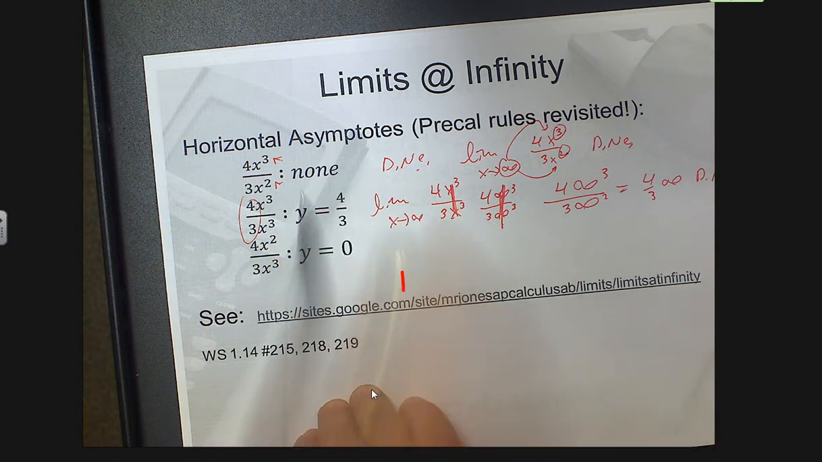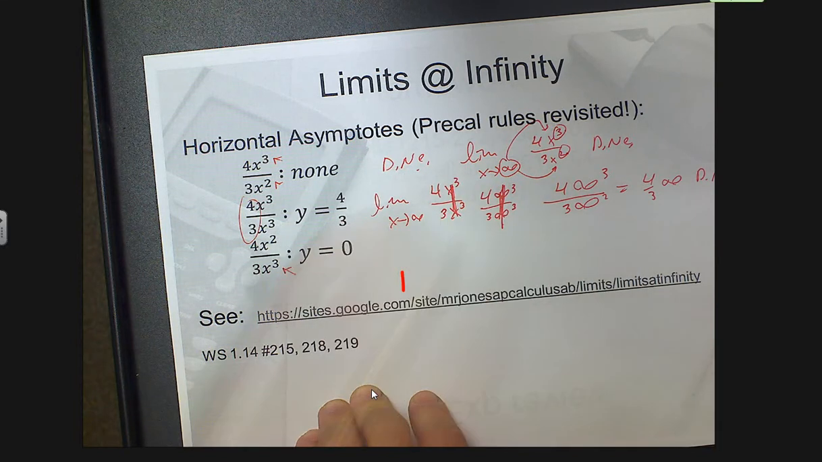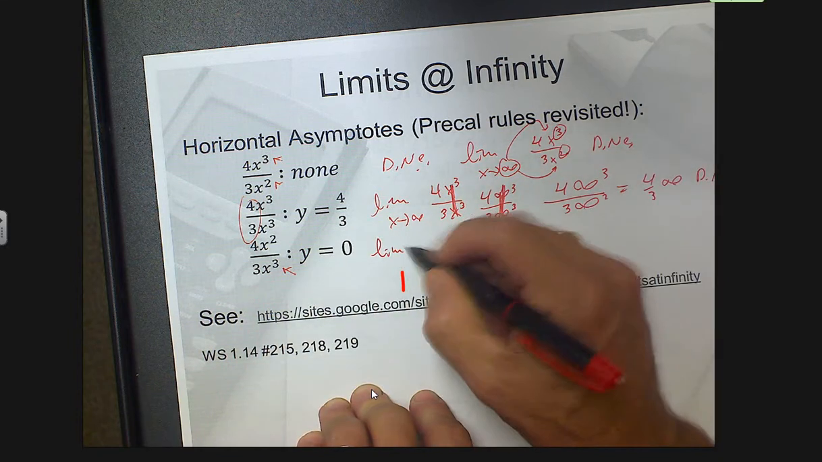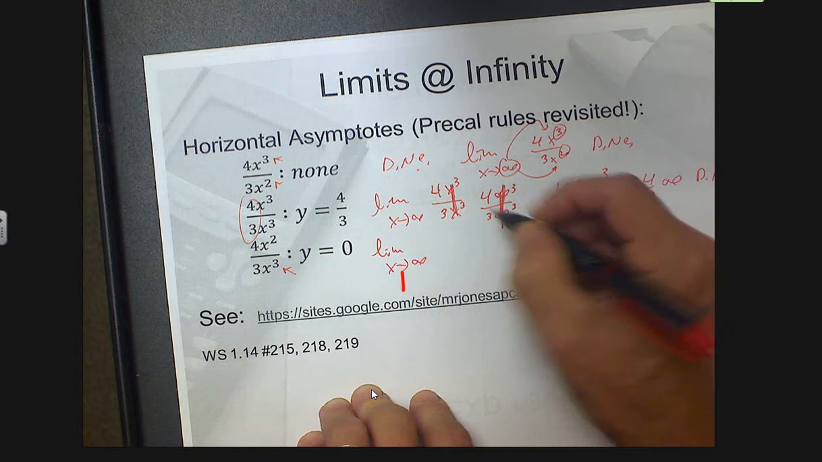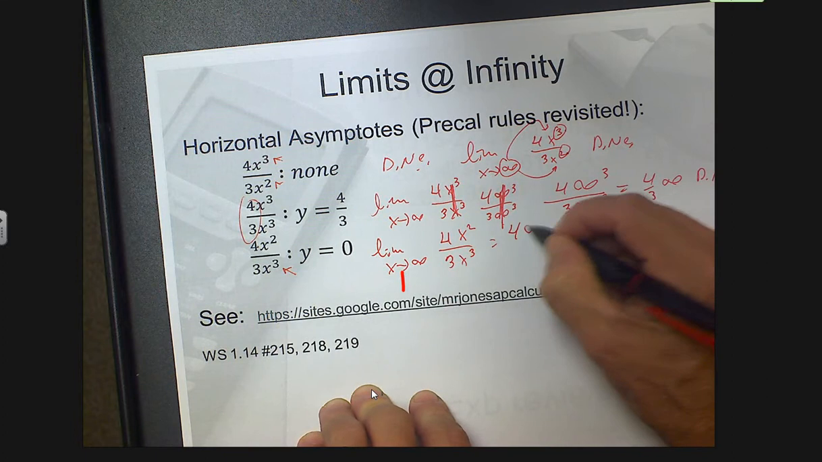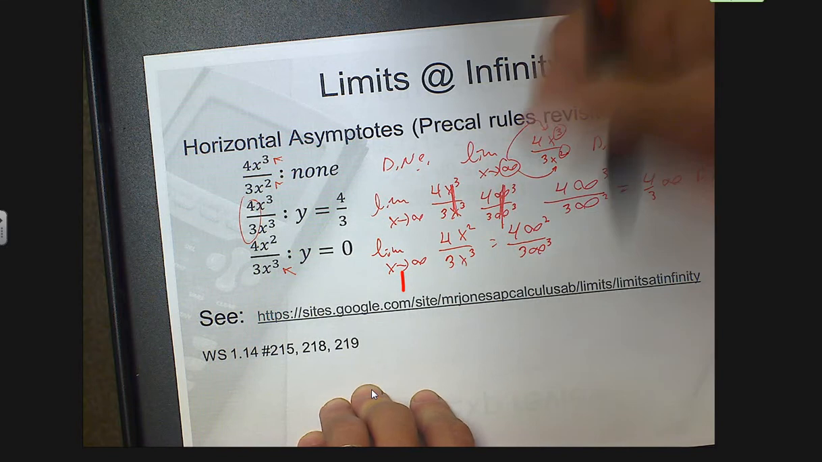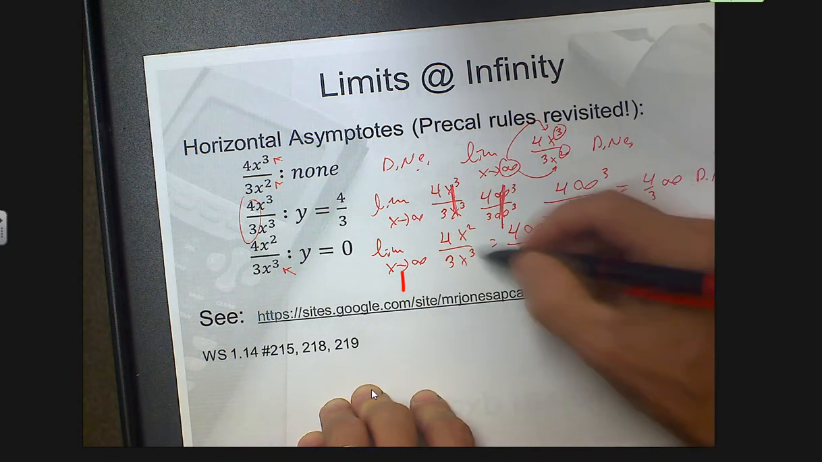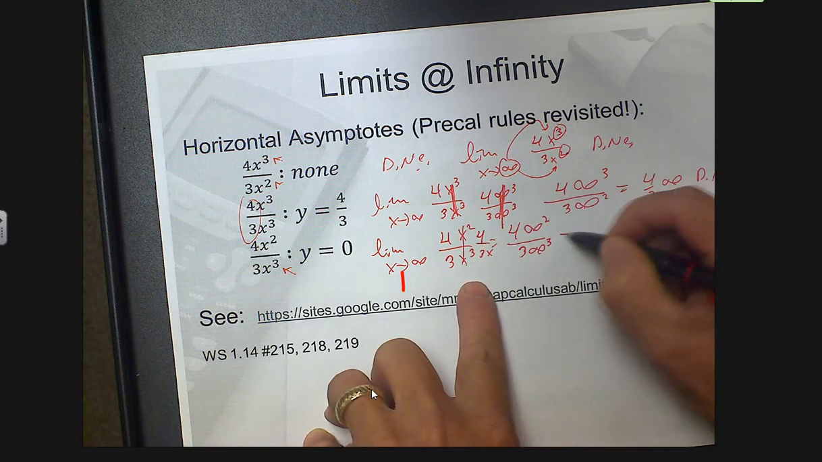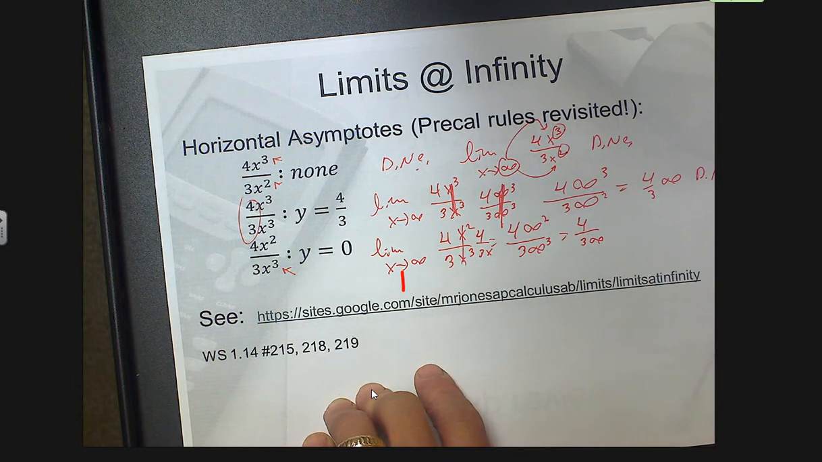All right? So here, if the exponent on bottom is bigger, we say the horizontal asymptote is 0. The question I'm asking is, what is the limit as x approaches infinity of 4x squared over 3x cubed? Well, that's 4 infinity squared over 3 infinity cubed. Which one's bigger? The one on the bottom, right? If I divide those out, just like if I divide these out, I'm left with x on the bottom, right? Here I'm left with infinity on the bottom. You okay with that? Infinity on the bottom.